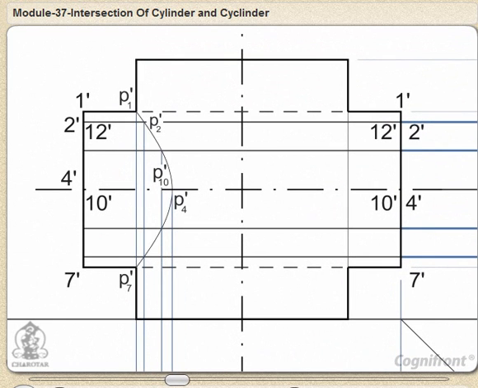Draw the required curves on both sides of the axis through points thus located. Hidden portions of the curves coincide with the visible portions. Points p'1, p'4, p'7 and p'10 are the key points where the curves change direction.